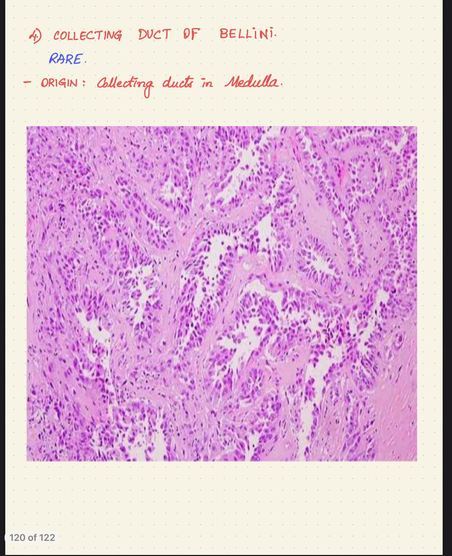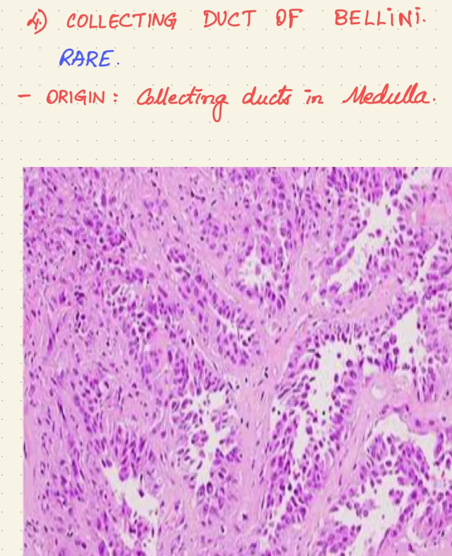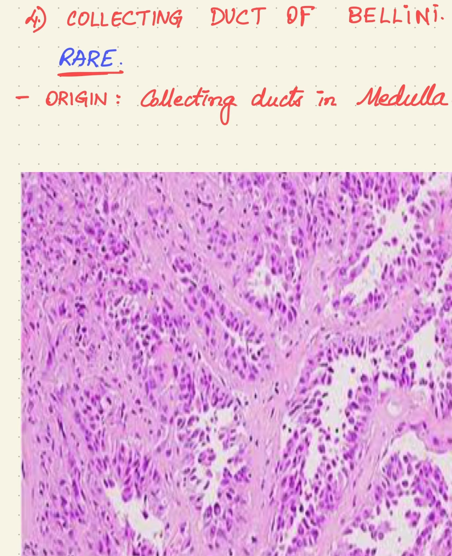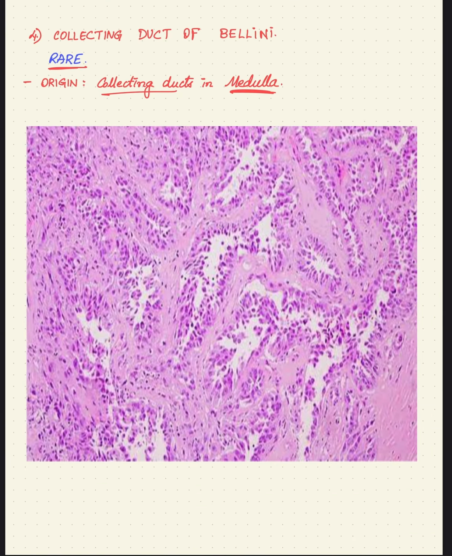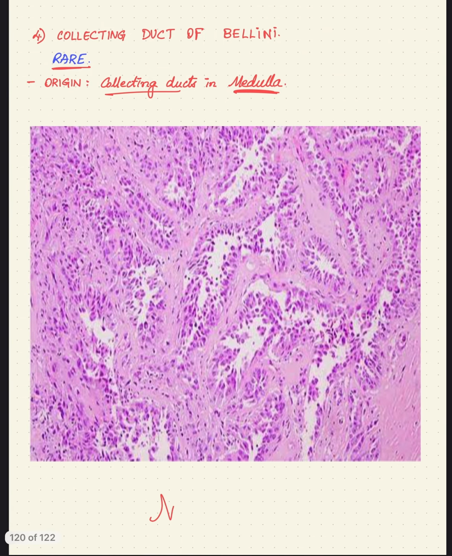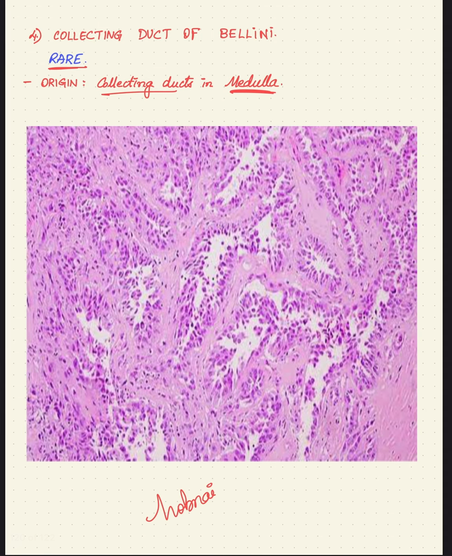Next, coming to the collecting duct of Bellini, they are an extremely rare variety of RCC, and they arise from the collecting ducts in the medulla. Typically they show the hobnail pattern. Hobnailing is characteristic of collecting duct of Bellini.